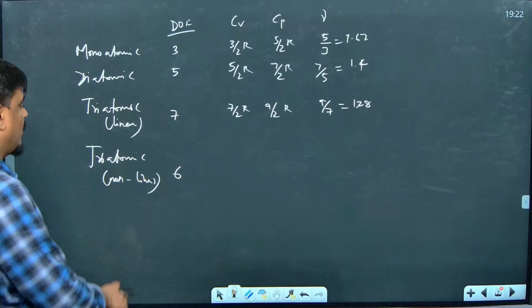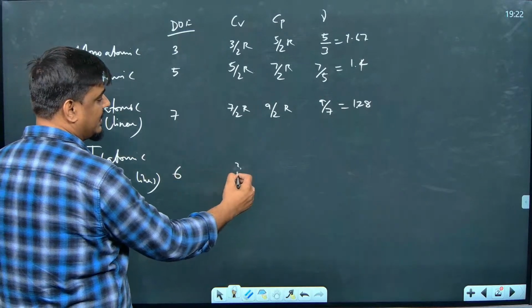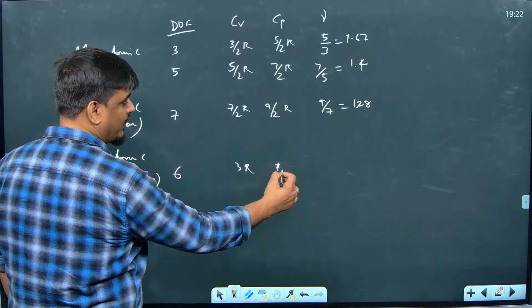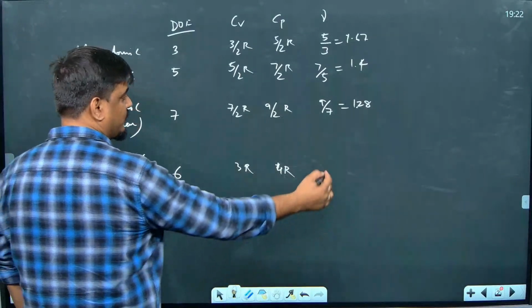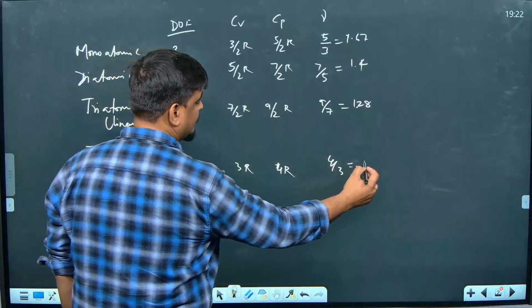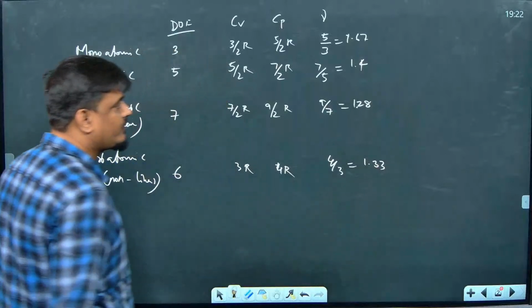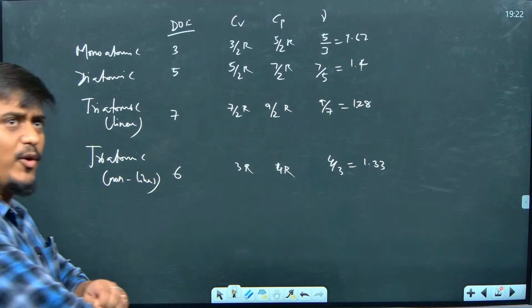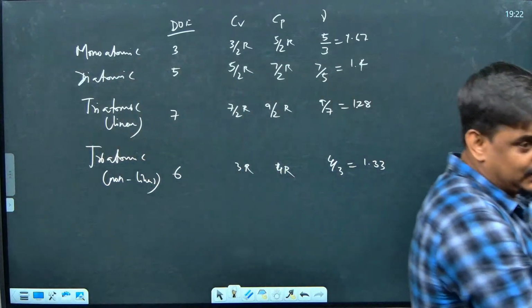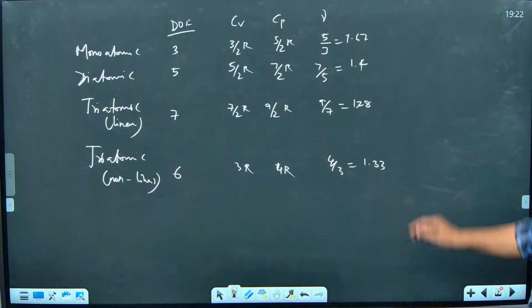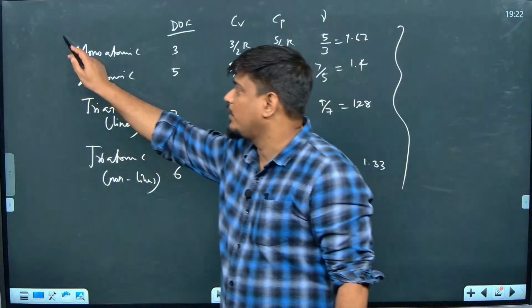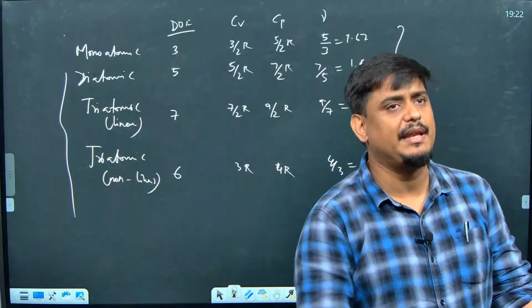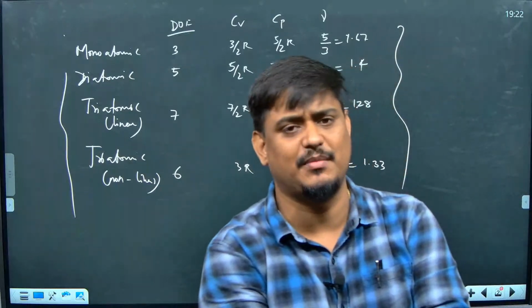1.28. What about triatomic non-linear? Cv is 3R, Cp is 4R, and gamma is 4 by 3. Is it fine? I hope all of you did this in the last class, because this is an important chart, not only for the school examination, it will also be very helpful for solving competitive examination questions.